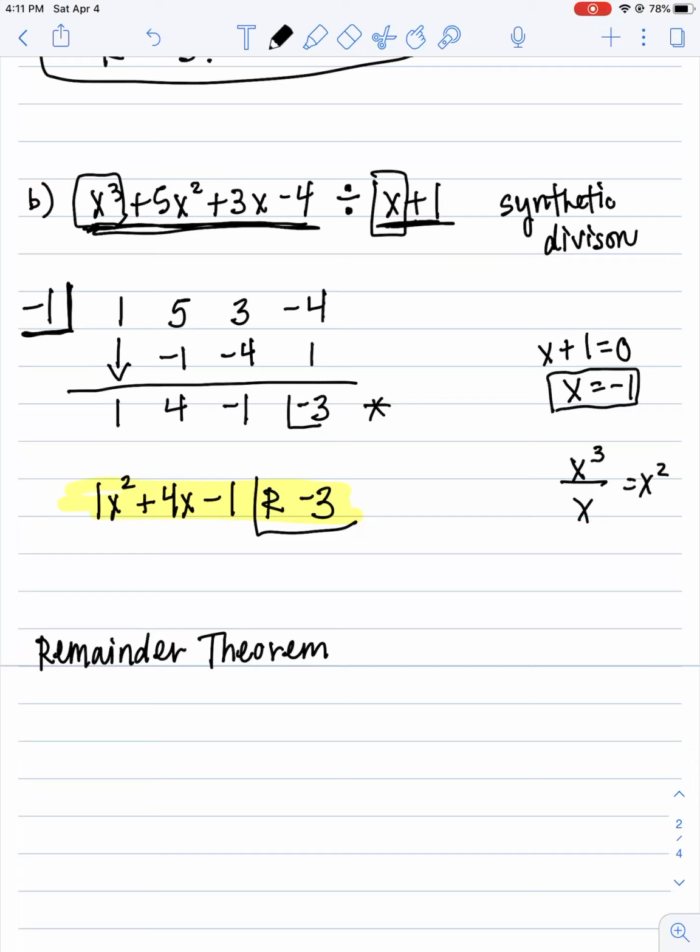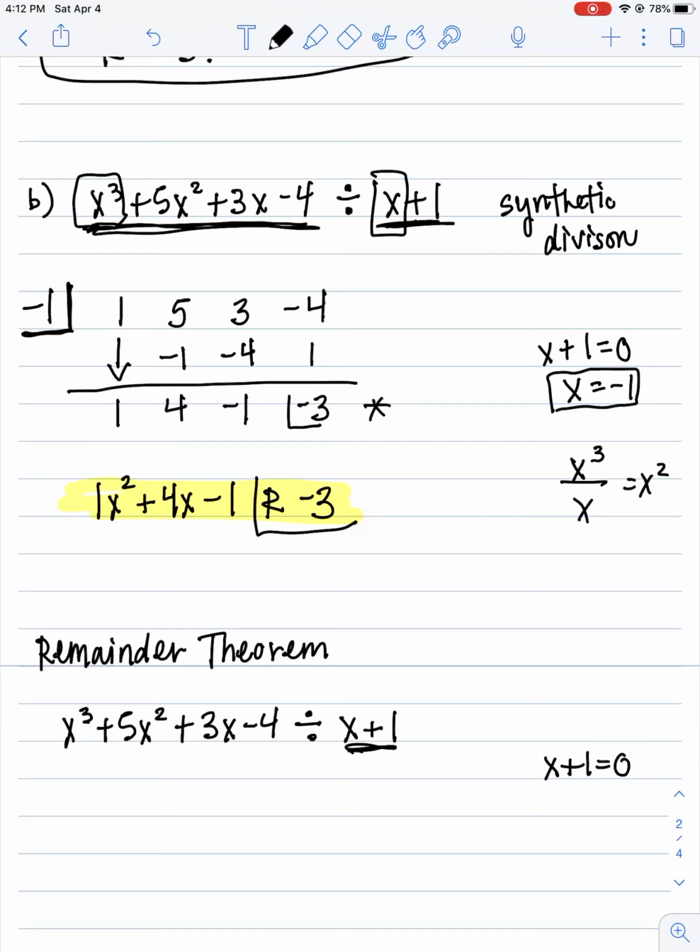But if MyMathLab simply asks for the remainder, you can use the remainder theorem. So let me show you this. If MyMathLab only wants to know the remainder, so for the last example, the remainder was negative 3. If MyMathLab only wanted to know the remainder, the answer will be negative 3. So if I take a look at this and I have that exact same problem, x cubed plus 5x squared plus 3x minus 4, and I'm dividing it by x plus 1.